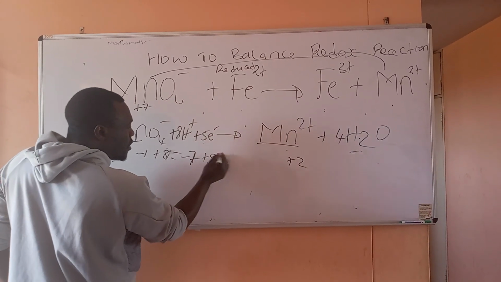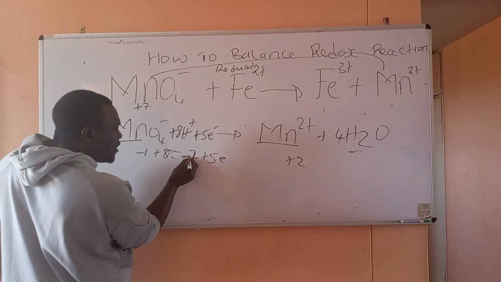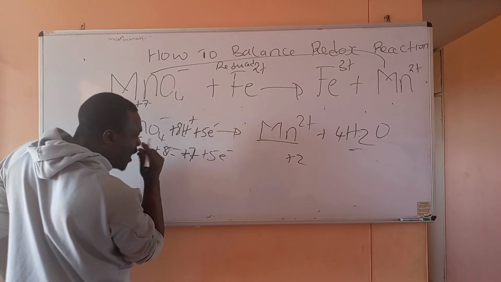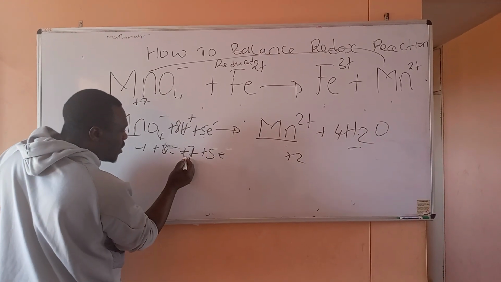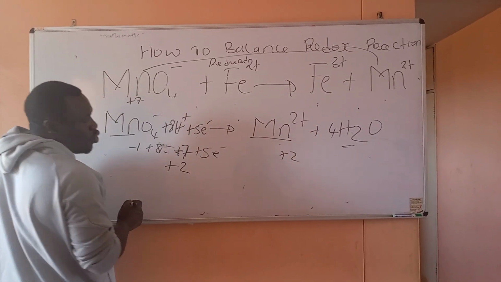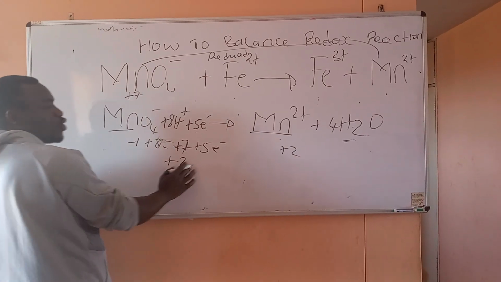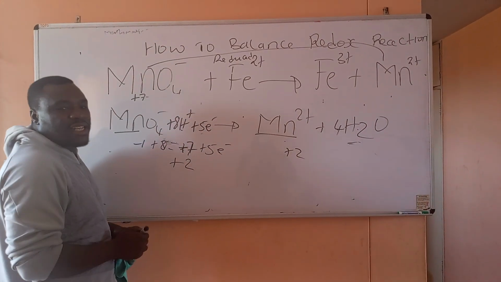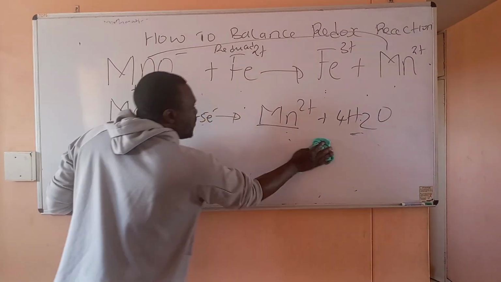Plus 5 electrons. Electrons are negatively charged. This minus this plus this will give me plus 2. So the overall charge here is plus 2. The overall charge here is plus 2. Charges are balanced. Finally, let's balance ion.